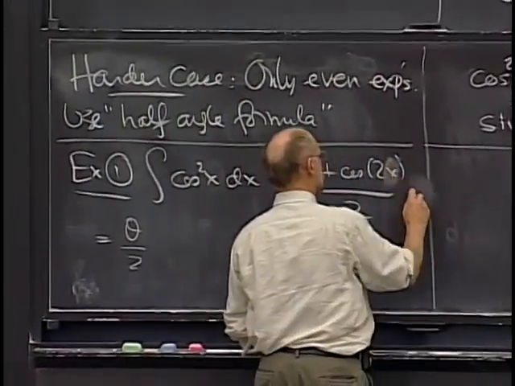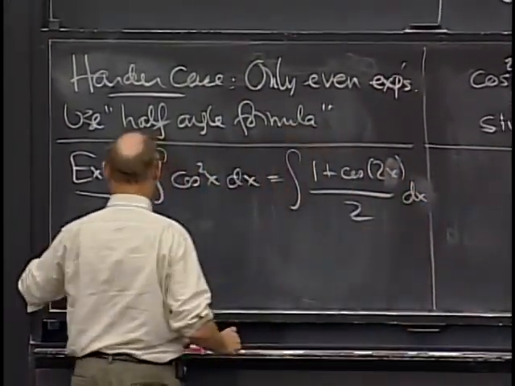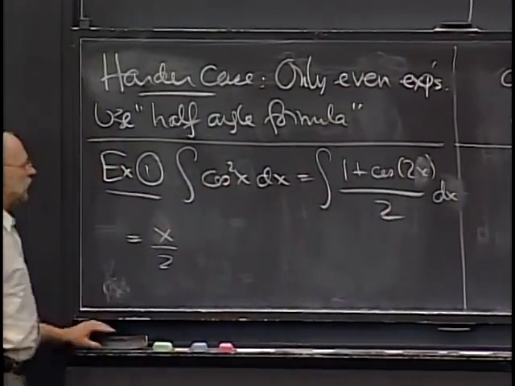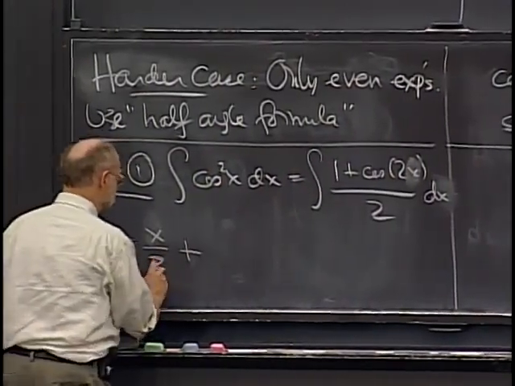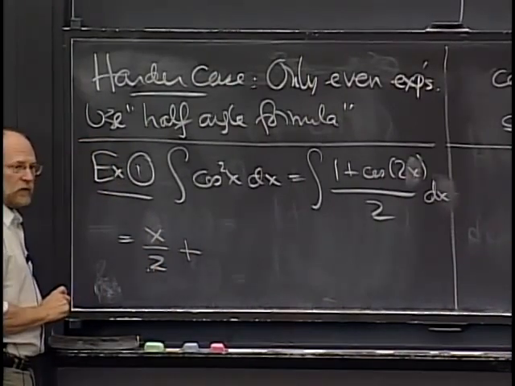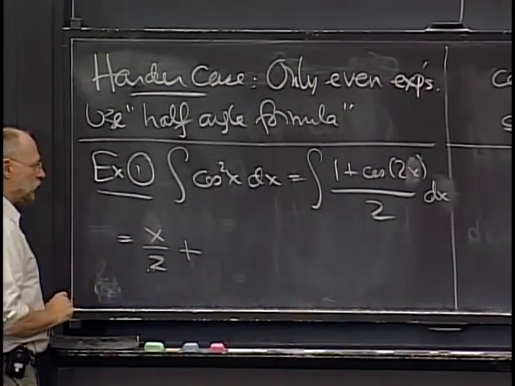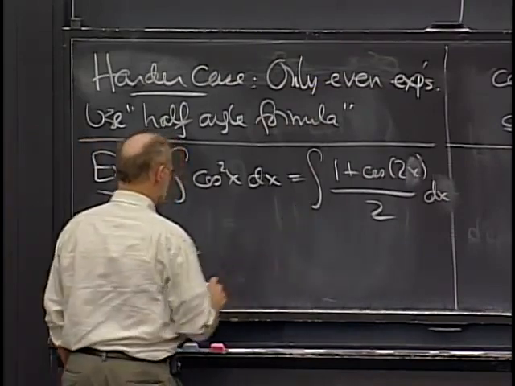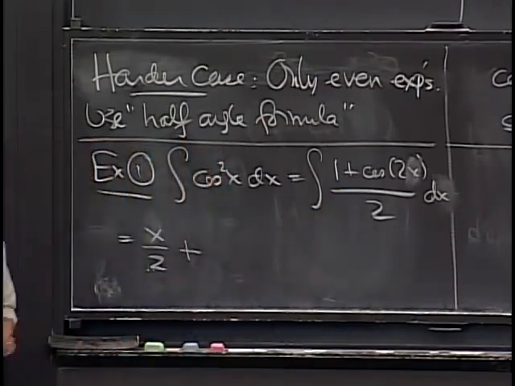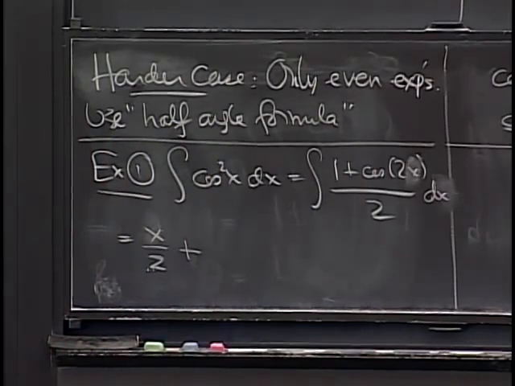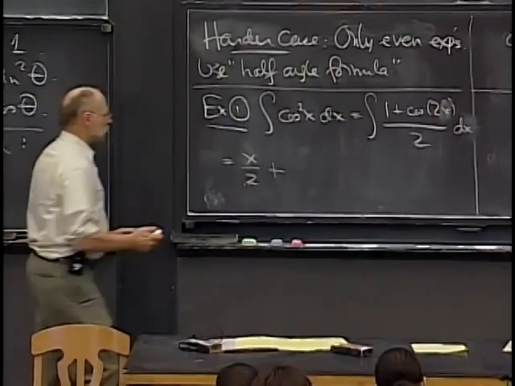miraculously, the x turned into a theta. Let's put it back as x. I get x over 2 by integrating 1/2. So notice that something non-trigonometric occurs here when I do these even integrals. X over 2 appears. And then the other one, okay, so this takes a little thought. The integral of the cosine is the sine, or is it minus the sine? Negative sine.